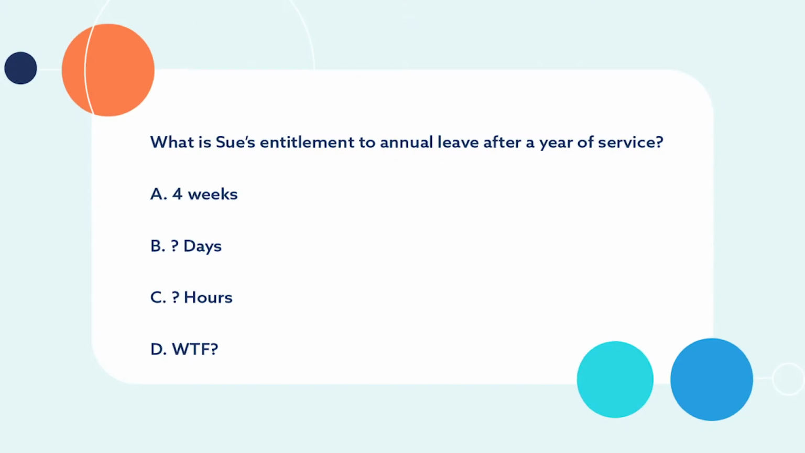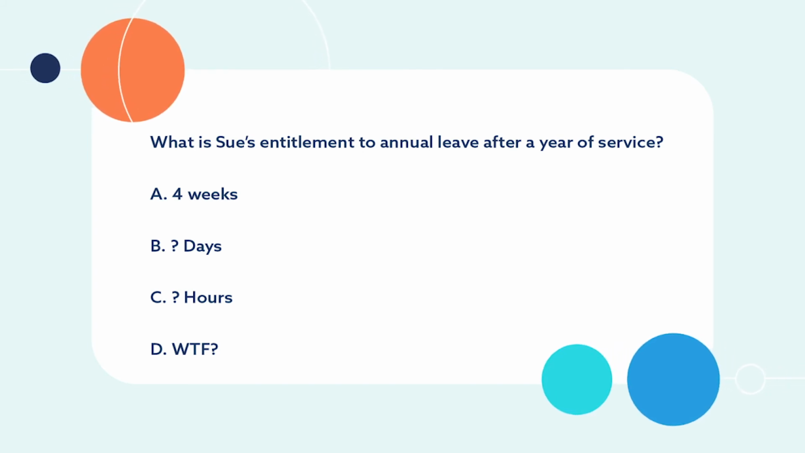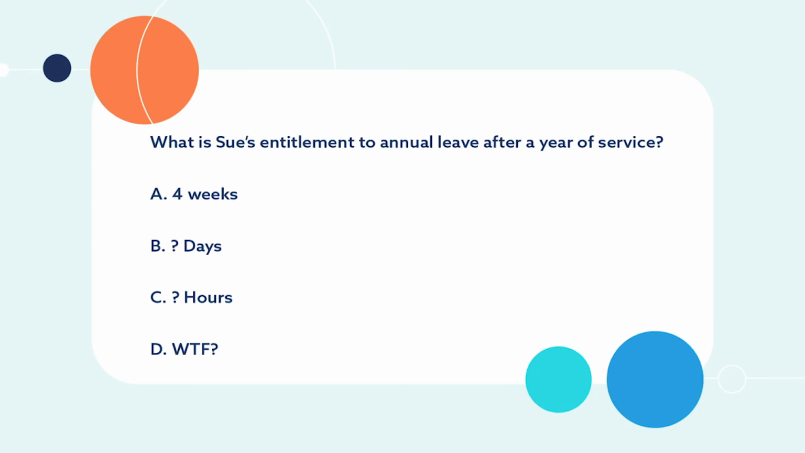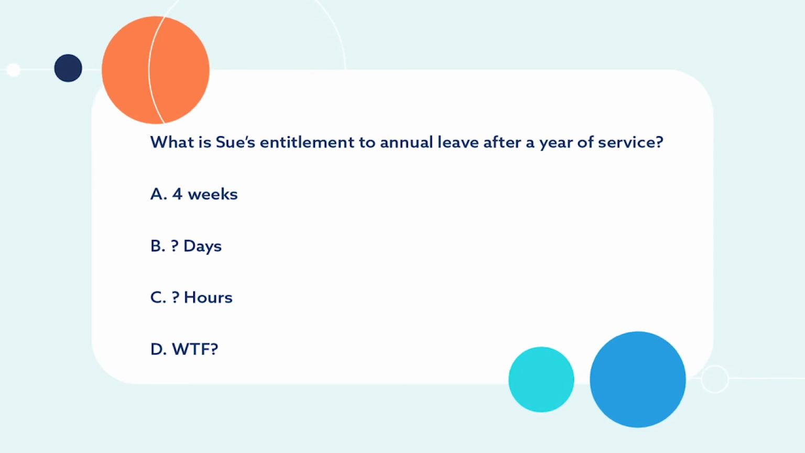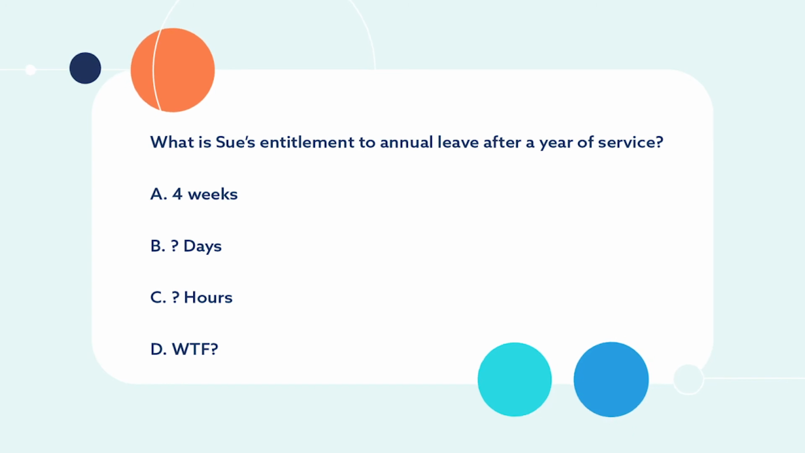So Sue gets to her 12-month anniversary, and she's entitled to her annual leave. So let's do it again. Let's look at a multi-choice test. What is her entitlement after 12 months? Is it A, 4 weeks? Is it B, I don't know how many days? Is it C, some number of hours? Or is it D, why the face?